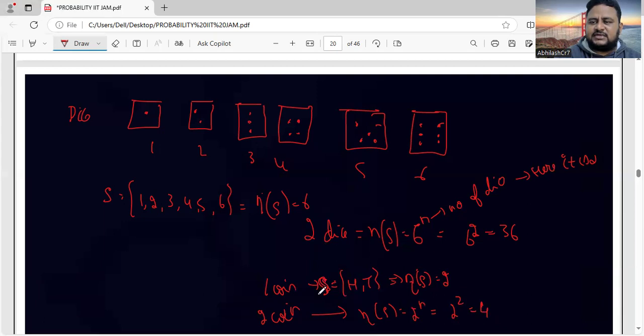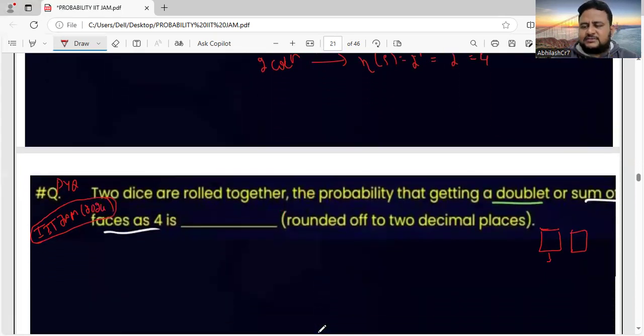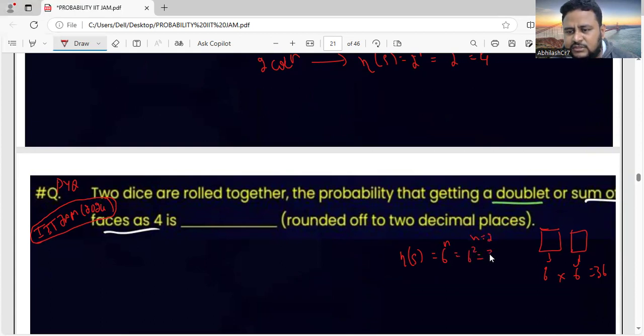So in the given question, they are telling two dice. This die has 6 as the sample space, and this die will also have 6, so 6 into 6, 36. This is one way of finding. Another way, like I told, n of S for one die is 6, and for n dice it is 6 to the power of n. Here n is 2, so 6 to the power of 2 is 36. So n of S is 36.